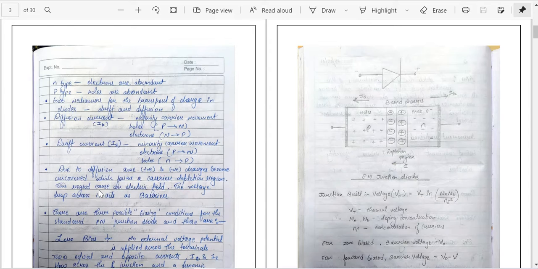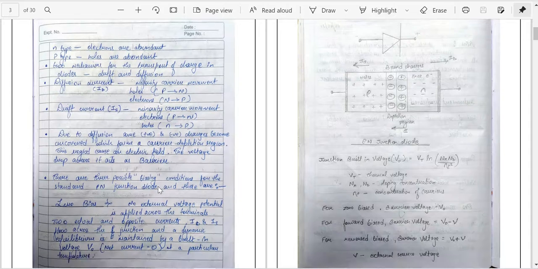So in the PN junction diode, basically charge transfer takes place through a mechanism, which leads to the flow of current. So how does the charge transfer take place? As we know, the P-type has abundant holes, so the holes move from higher concentration to lower concentration. Similarly, N-type has electrons. These also move from higher concentration to lower concentration, which creates a current. This current is known as diffusion current.